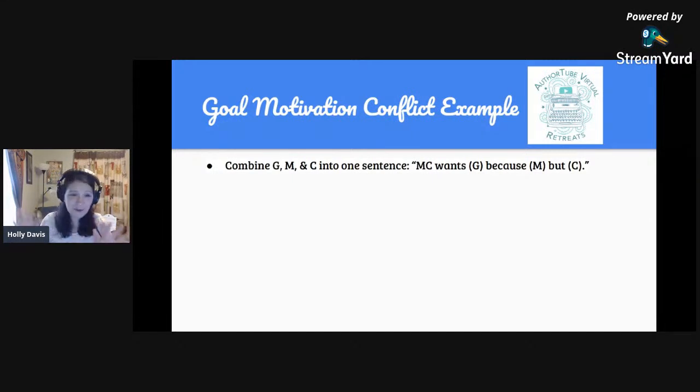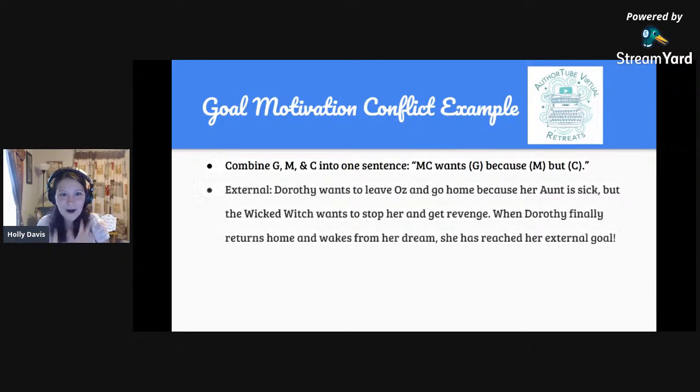I pulled the example from the internet because it was the easiest thing, so sorry, it's not super recent. I could try to think of a YA fantasy, but we're going with The Wizard of Oz, because I'm not going to spoil anything for anyone, and it's pretty universal that people know this story. An example of the external goal motivation conflict: Dorothy wants to leave Oz and go home, which is her goal, because her aunt is sick, which is her motivation. But the Wicked Witch wants to stop her and get revenge, which is the conflict. Then it's all resolved when Dorothy finally returns home and wakes from her dream. She's reached her external goal. So hopefully all of these make sense.